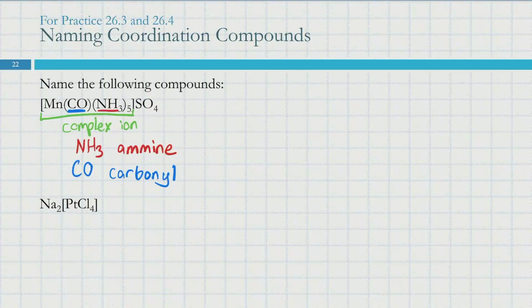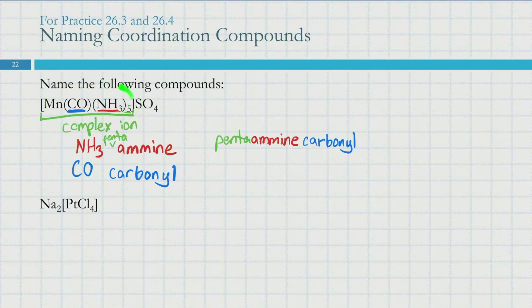How do we choose which ligand goes first in our name? Alphabetical. It's alphabetical order based on the name. So amine is going first. How many amines do we have? 5. We have 5. So pentaamine. I don't think we use a mono prefix. So pentaamine carbonyl. And then our metal name.